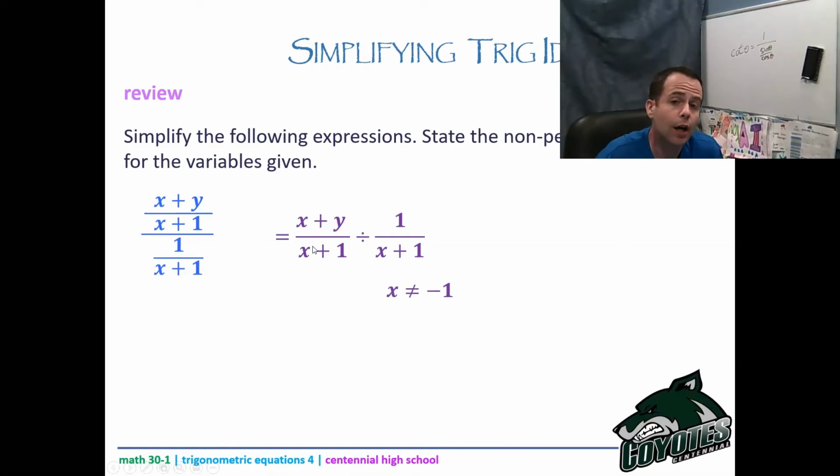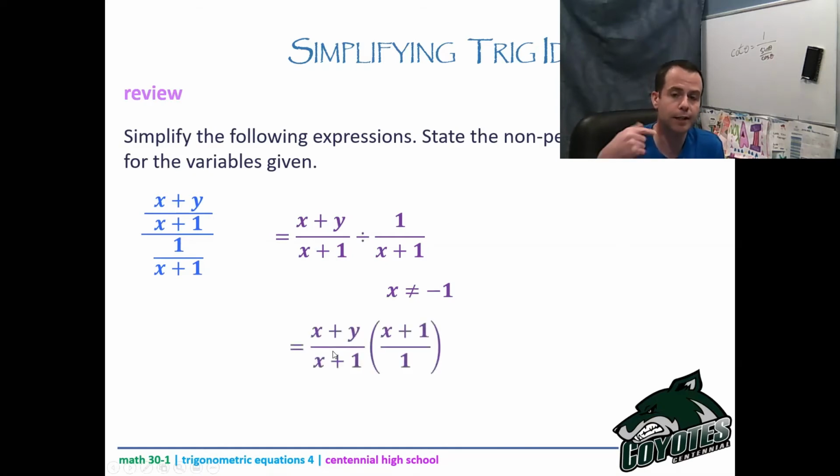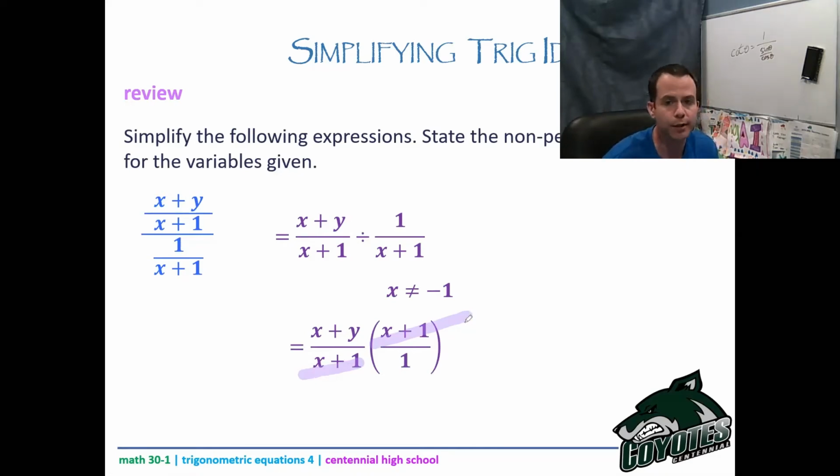Now, in order to divide fractions, I have to multiply by the reciprocal, so I'm going to rewrite this as multiplication, and then I flip the second fraction. Here is a great example of something I'm allowed to do now. I have x plus 1 and x plus 1. They divide each other out, okay? Because x plus 1 divided by x plus 1 is 1, and 1 times anything is itself. So that's why I'm able to divide these out now.